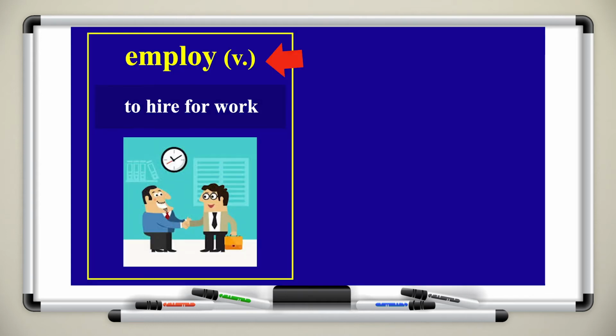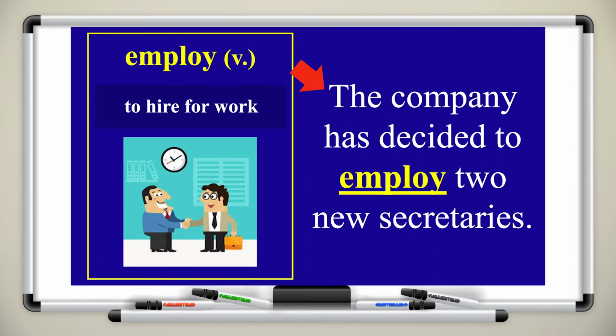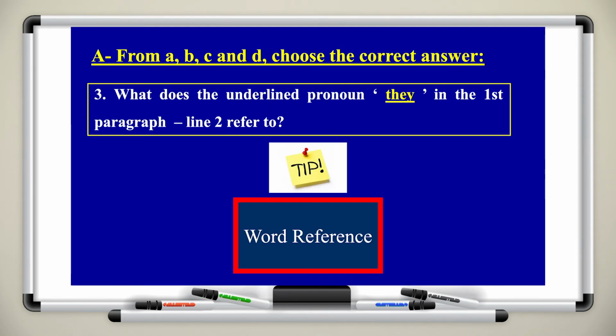So here we have a new vocabulary item, which is employ, and it's a verb. It means to hire for work. For example, the company has decided to employ 2 new secretaries. Now to question number 3.